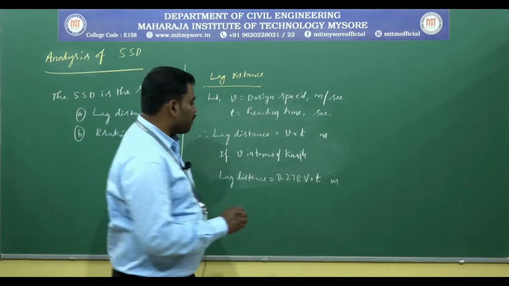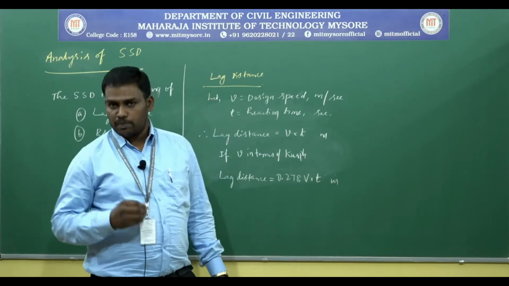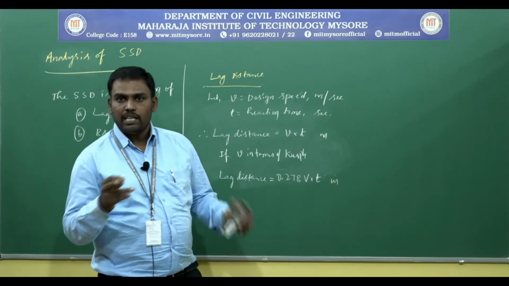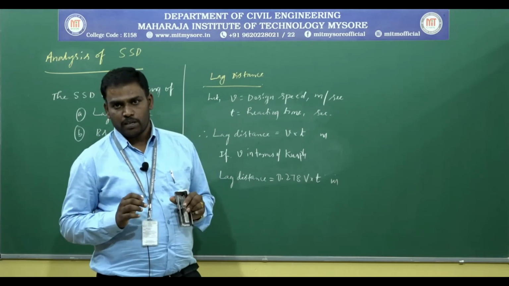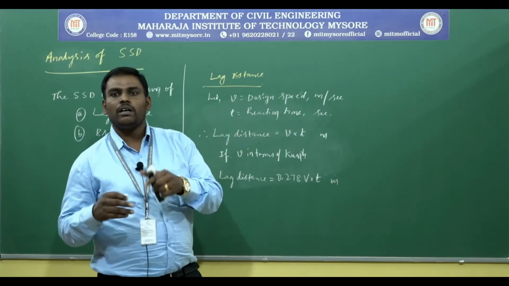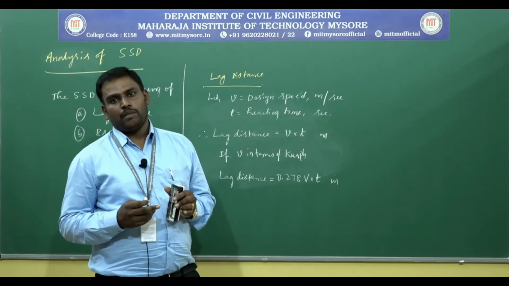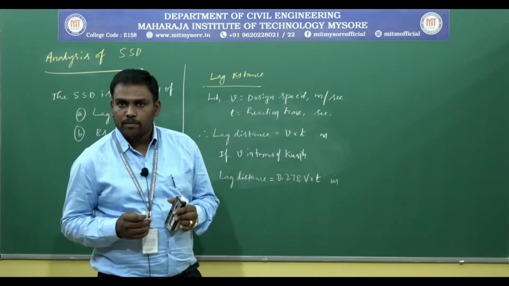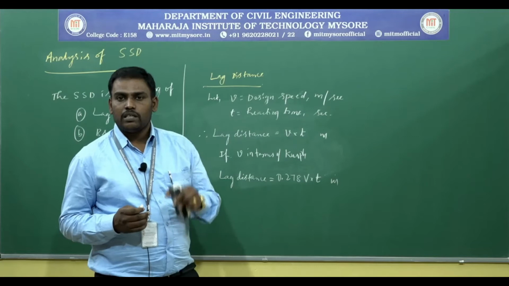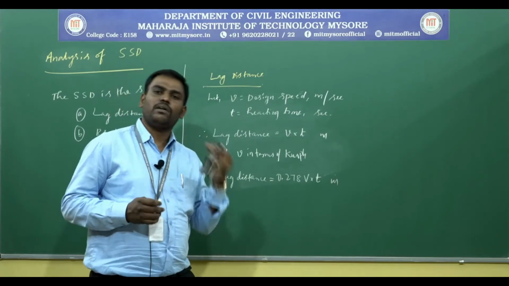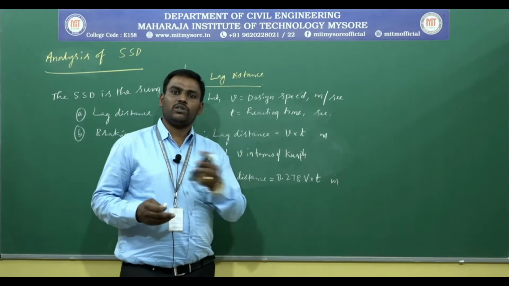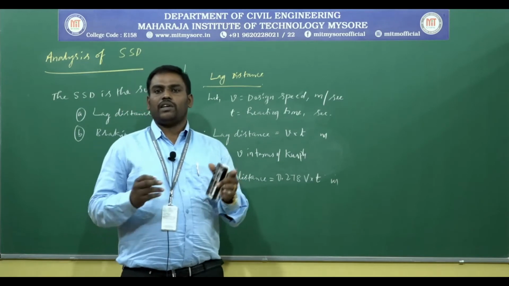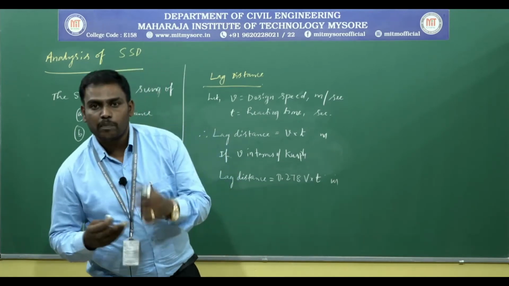Is it clear? It's very simple. If they are given a speed of 60 km per hour, then you have to convert that 60 km per hour into meter per second: 60 divided by 3.6 converts your speed to meter per second. Suppose they are given 12.8 meter per second, the design speed in terms of meter per second. If you want to convert that into kilometer per hour, then multiply 12.8 by 3.6, and you get the design speed in kilometer per hour.